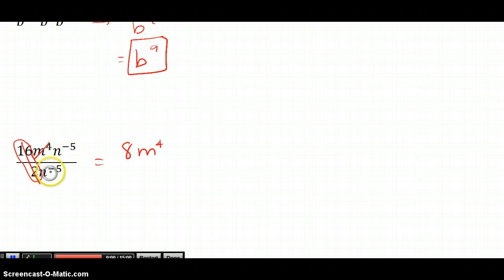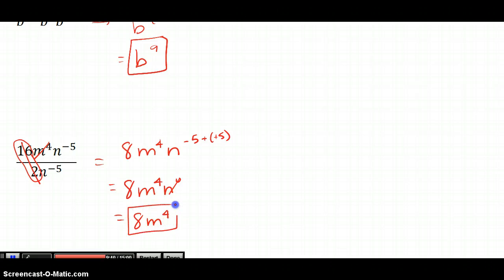Now I move on to my n's. Now if you remember the properties above, there are several different ways you can do this. Probably the easiest is they have the same base in n, so just take your base and subtract your exponents because this is division. So I have n, negative 5 minus a negative 5. And negative 5 minus negative 5 is 0. So that means I have 8 m to the 4th, n to the 0, and anything to the 0 power is just 1. So my answer is really 8m to the 4th. And that is my answer.